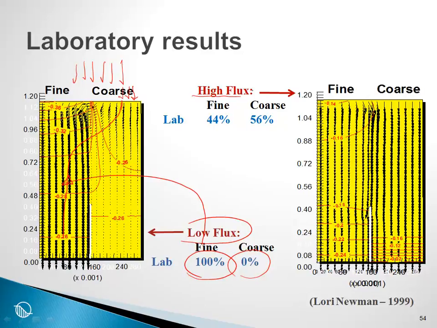Now, if there was a high flux, then the situation was somewhat different. More than half of the flow went through the coarse, and almost half of it went through the fine material. So where the flow goes in a layered system like this depends on the rate of infiltration, and it depends on the relative position of the hydraulic conductivities next to each other.